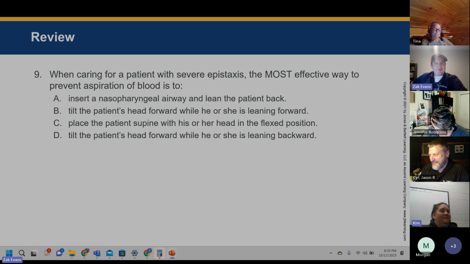So, when caring for a patient with severe epistaxis or nosebleed, the most effective way to prevent aspiration of blood is to think about this one. Think of your anatomy. B. Good job, guys. Yeah, you want to get them leaning forward, and you want to get that blood coming out the nose, not down the back of the throat.